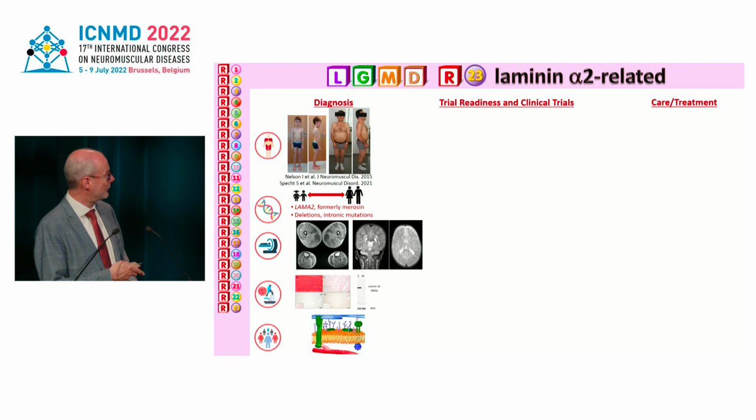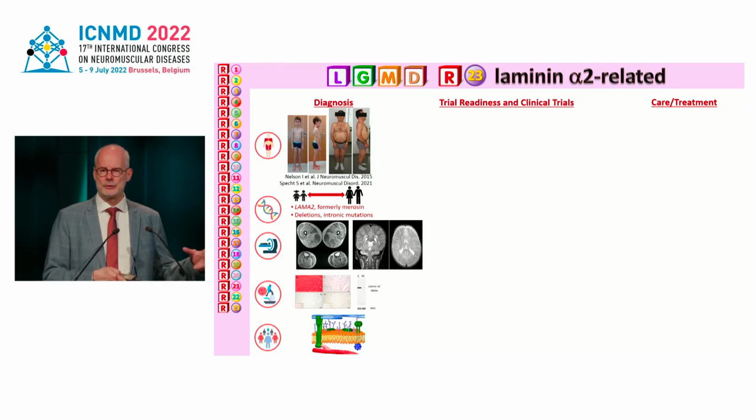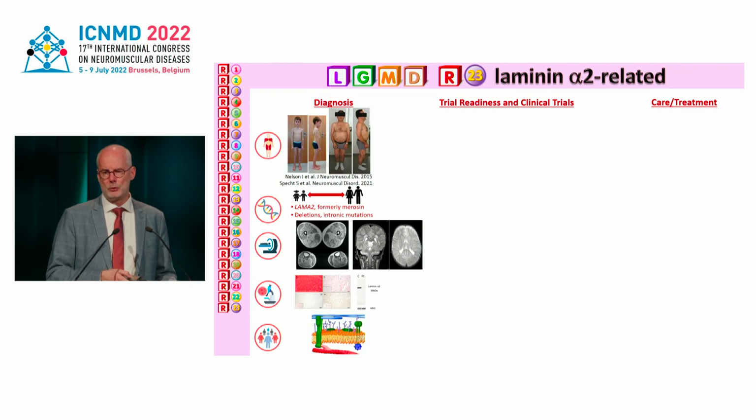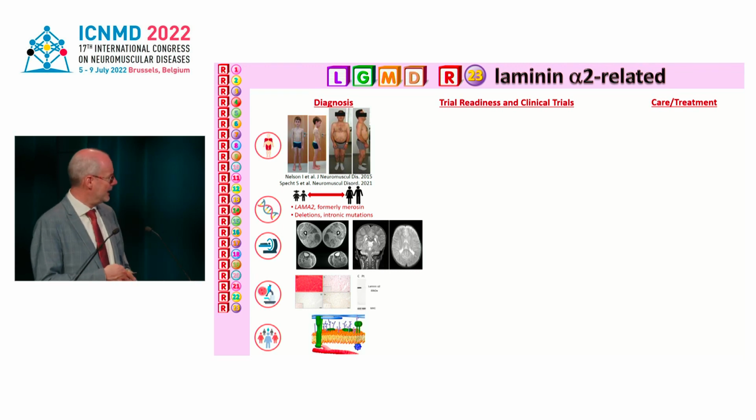Formerly, it was called merosin. And interestingly, I think the MRI has some similarities to Bethlem. They're both extracellular matrix proteins. This is in the basement membrane. But you also see good preservation of the central part of the muscle, also here in the medial gastrocnemius. It helps to do a brain MRI because you would see white matter changes.